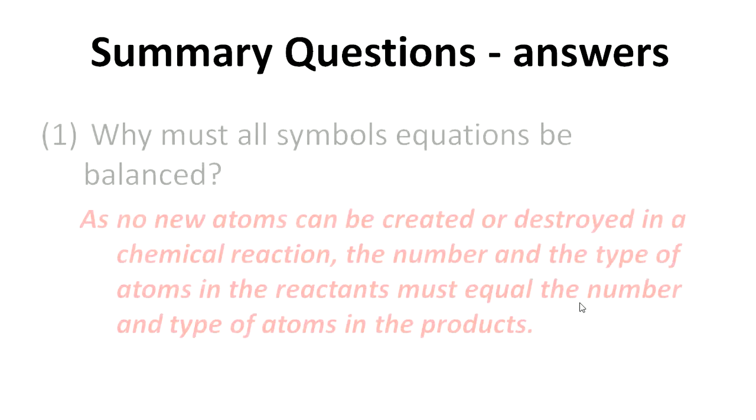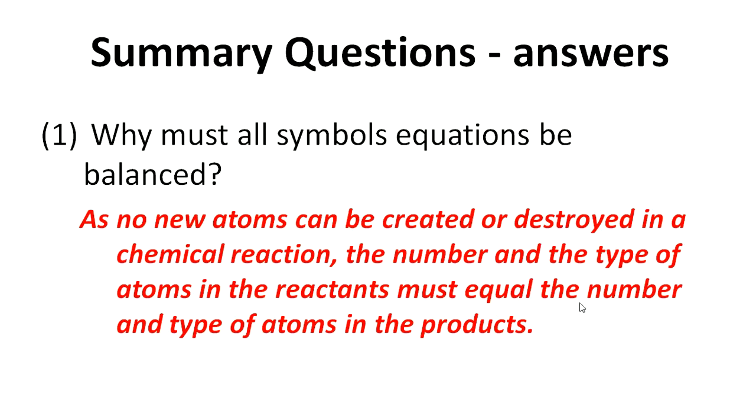Now let's go over the summary questions. Question 1 was, why must all symbol equations be balanced? And the answer is, as no new atoms can be created or destroyed in a chemical reaction, the number and the type of atoms in the reactants must equal the number and type of atoms in the products.